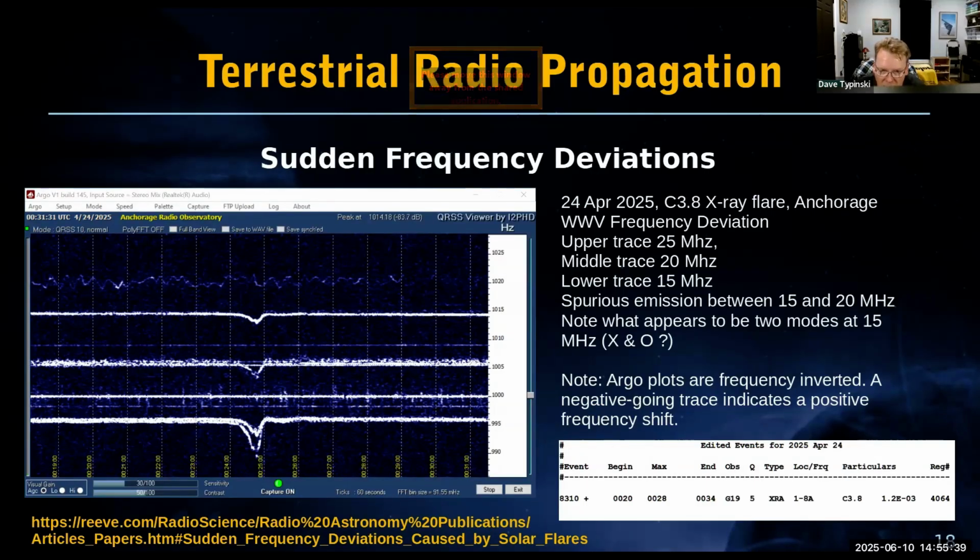The other way is if the refractive index of the ionosphere changes, that's also going to increase or decrease the observed frequency temporarily. So what these plots are showing on the left is a solar event, an X-ray flare, and its effect momentarily on the observed frequencies of the WWV transmitters at, I believe this is 15, 20, and 25 megahertz. Yep, even says so on the slide.